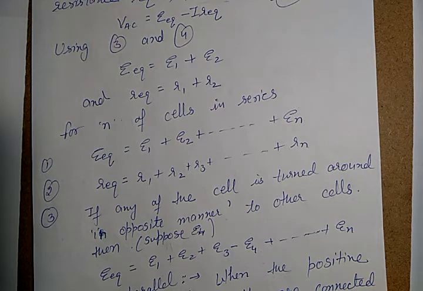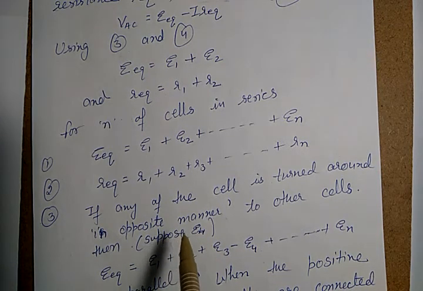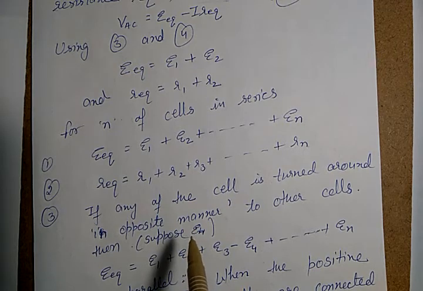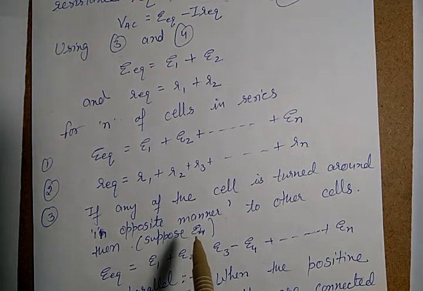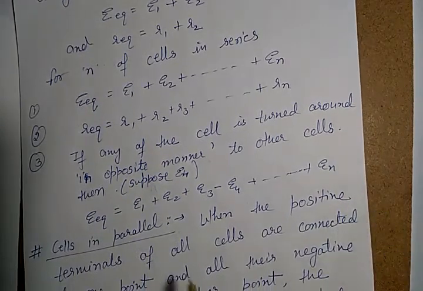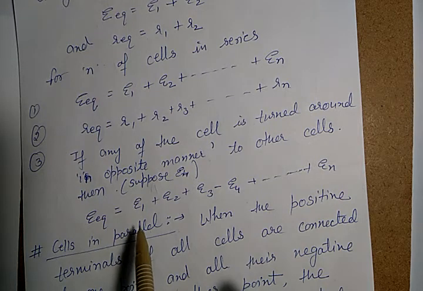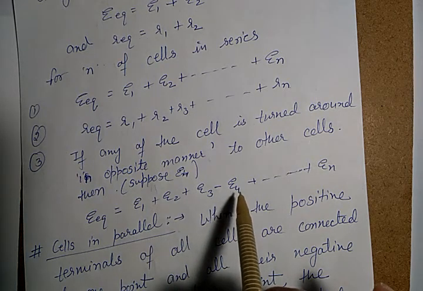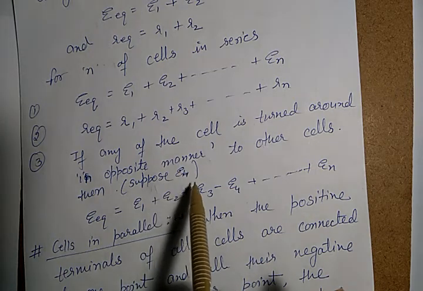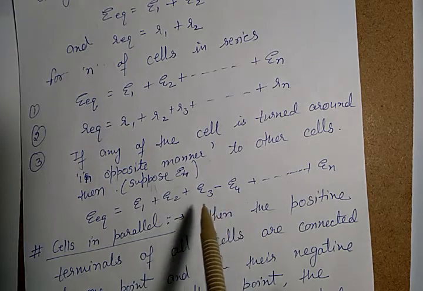So, if we consider a case in which n number of cells are connected to each other in series combination, and if we reverse one of the cells, that is, for that reversed cell the positive is connected to the positive of the other cell and the negative of this cell is connected to the negative of its previous cell, in that case the equivalent EMF of the cells comes out to be E1 plus E2 plus E3 minus E4, because we are considering that E4 is connected in the opposite manner, plus and so on till En. So they obey the additive law as well.